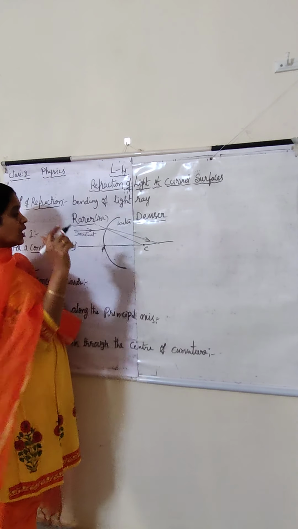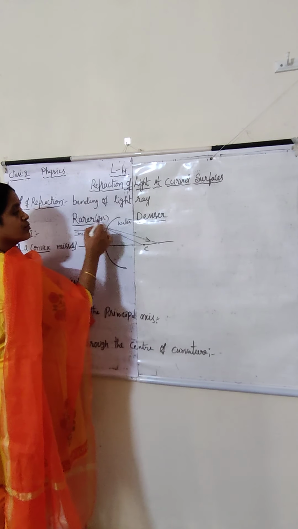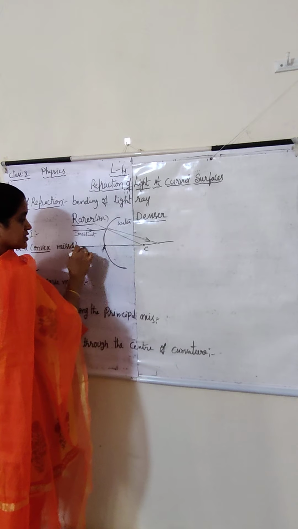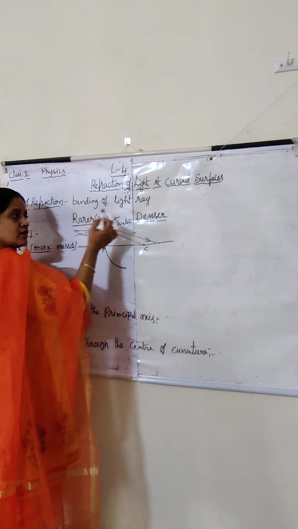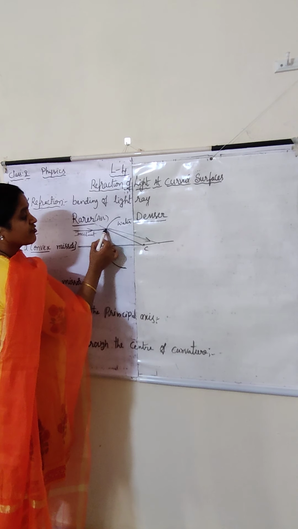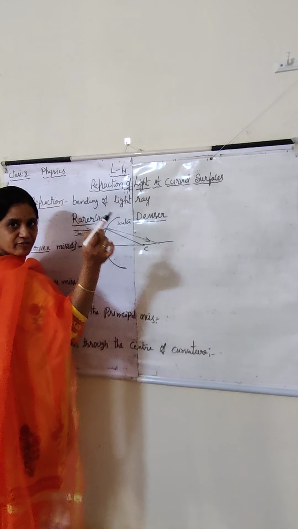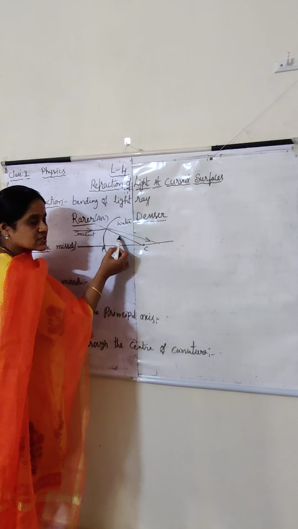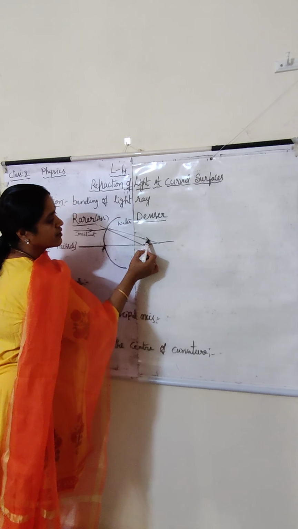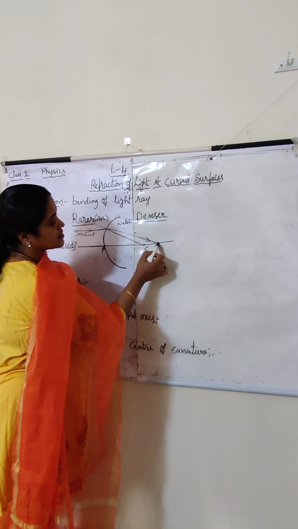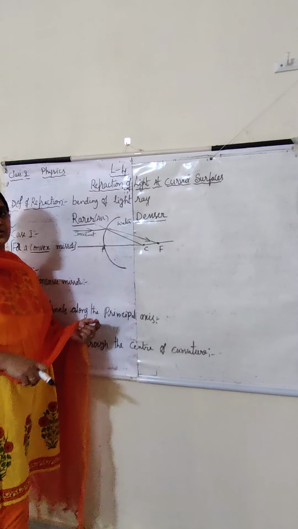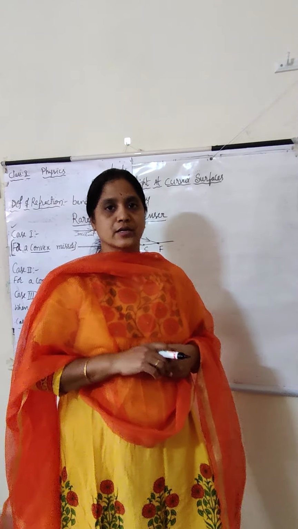Once again I am repeating, when a light ray is parallel to the principal axis and it travels from the rarer medium to the denser medium, it moves towards the normal. The refracted ray bends towards the normal. When it bends towards the normal and the refracted ray travels and touches the principal axis, there you will get the focal point.